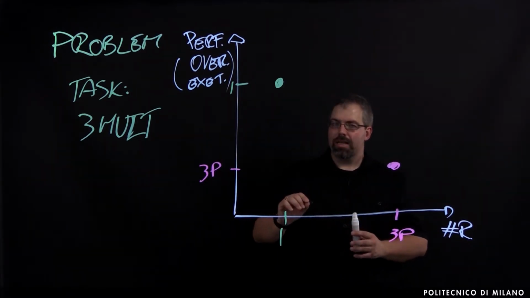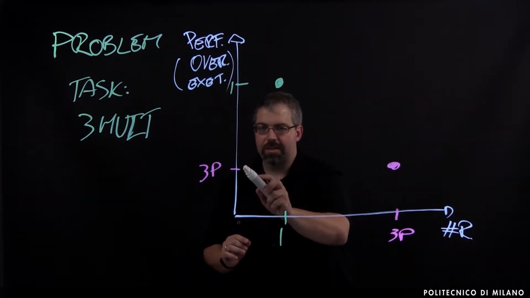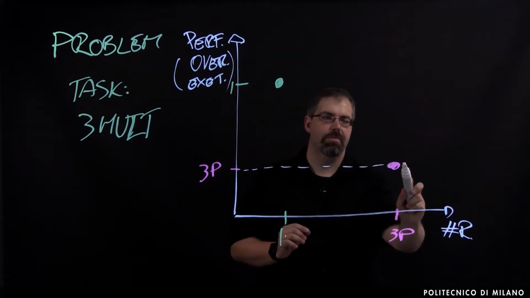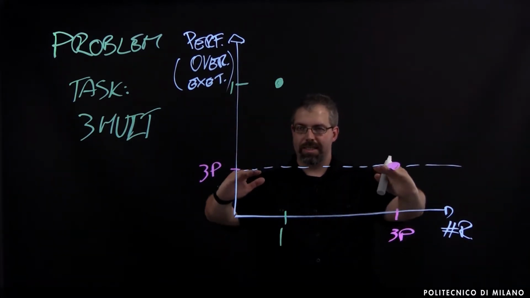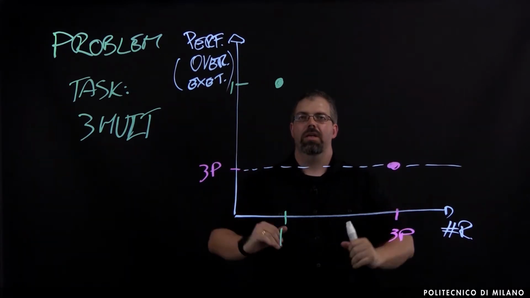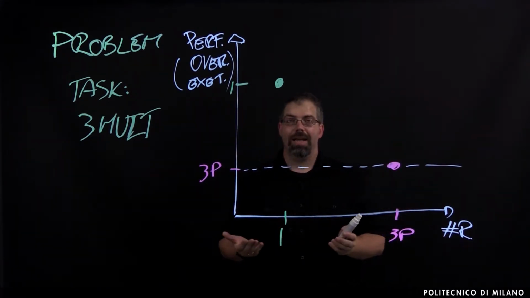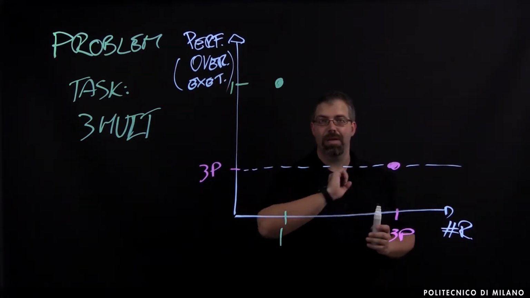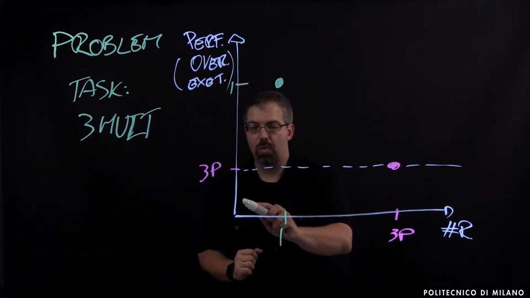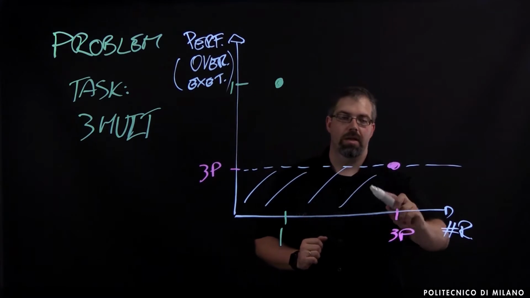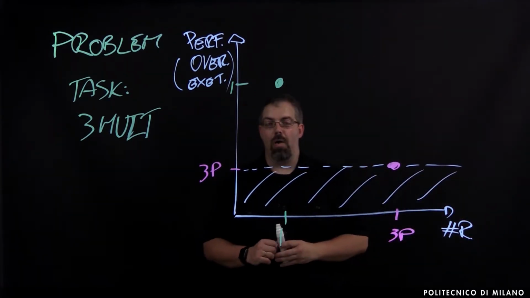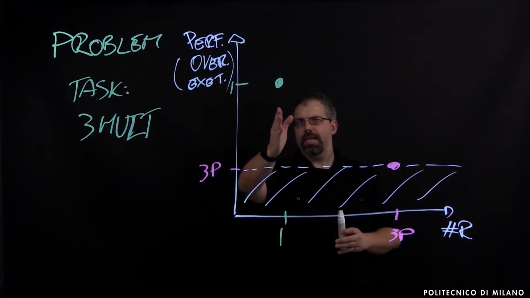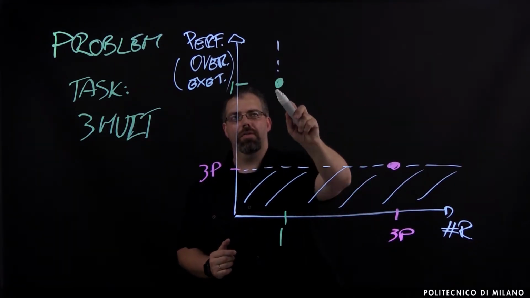Now, can we do better than this in terms of performance? Which means, can we improve the performance? Well, actually, the answer is no. We cannot do better because that's the best implementation that we can have. So we cannot go lower than this line. Now, what about this part of the chart?